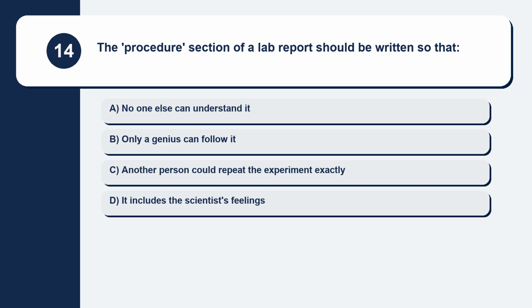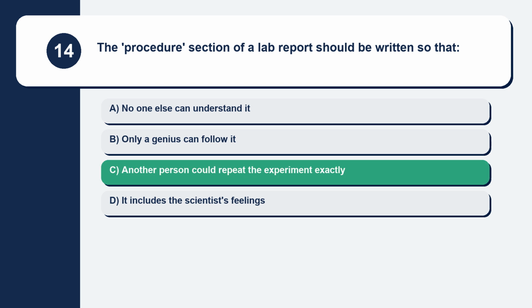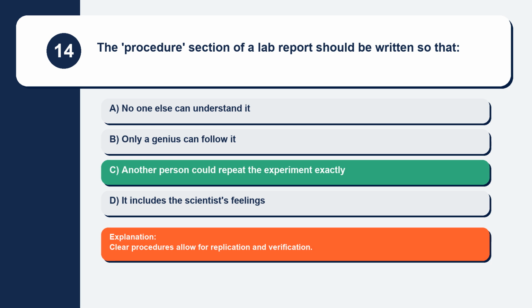Question 14. The procedure section of a lab report should be written so that no one else can understand it. Only a genius can follow it. Another person could repeat the experiment exactly. It includes the scientist's feelings. Clear procedures allow for replication and verification.